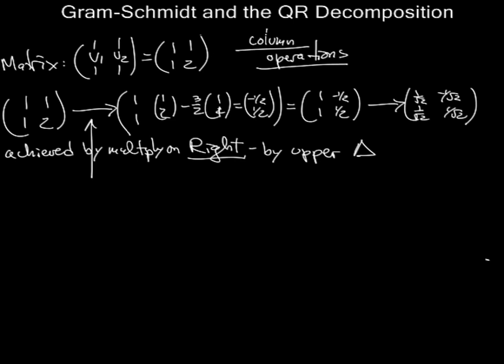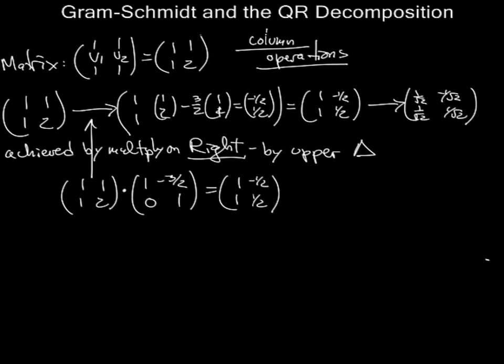So here's this diagram I just had. The first step was given by multiplying by this matrix, because that's how you add minus 3/2 times the first column to the second. And then the next step was given by multiplying by this matrix. In order to normalize the first row, I multiplied by this.